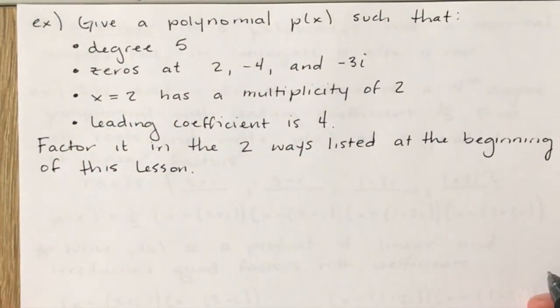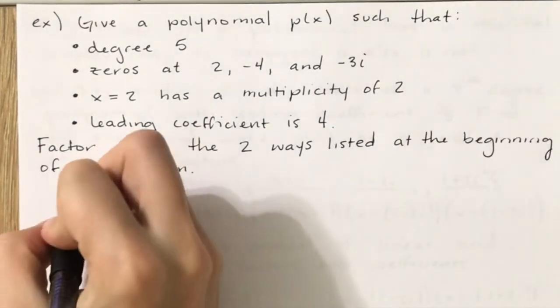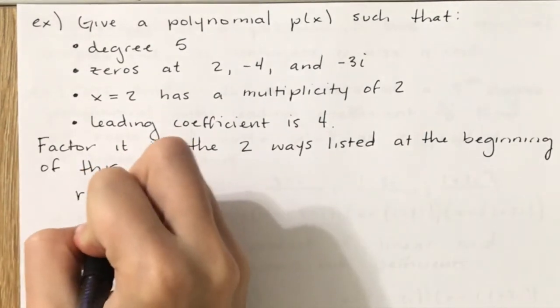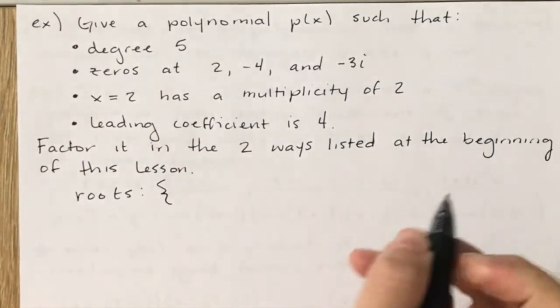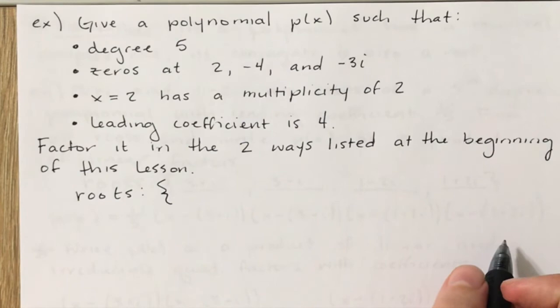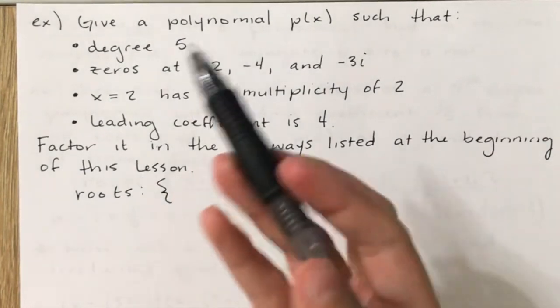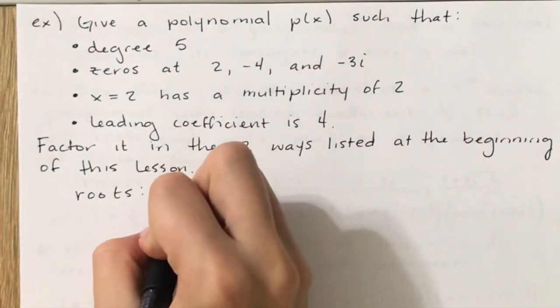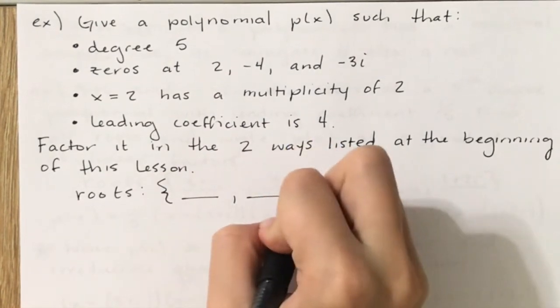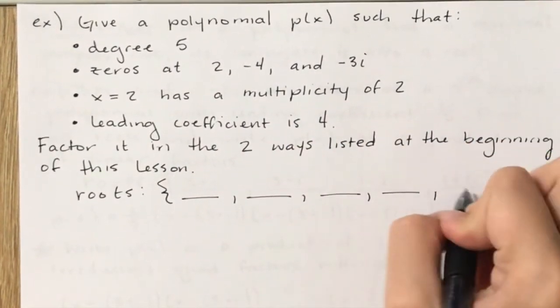All right, so the first good way to start this is to figure out what your roots are. How many roots are there going to be? Again, the number of roots is the same as the degree. So since our degree is 5, that means we have 1, 2, 3, 4, 5 roots.